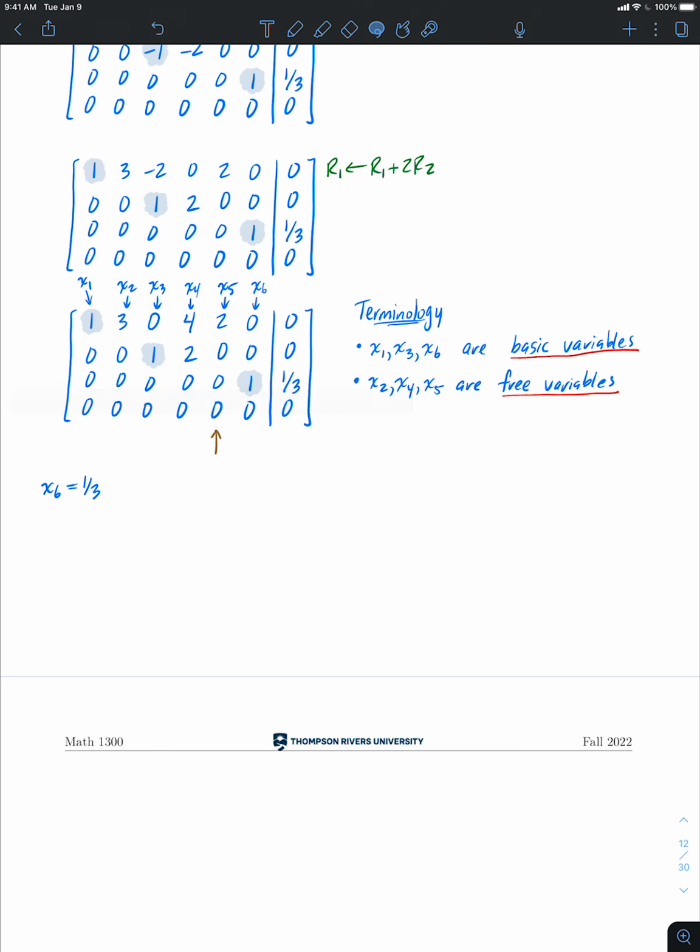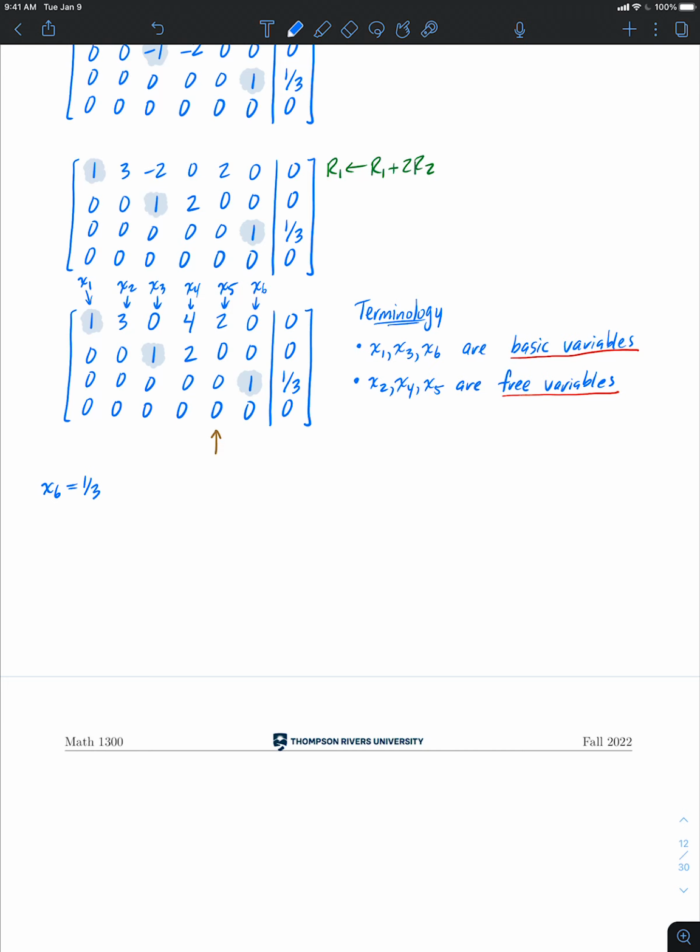And you're going to ask yourself the same question. Is this a pivot column or not? In other words, what you really are after is x5, is it a basic variable or a free variable? In this case, it's a free variable. So what we're going to do is assign it what's called a parameter. We're going to introduce another symbol. Be careful. Don't use a symbol that you've already used in the problem.